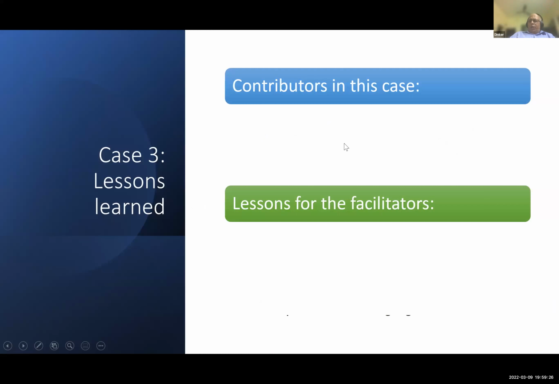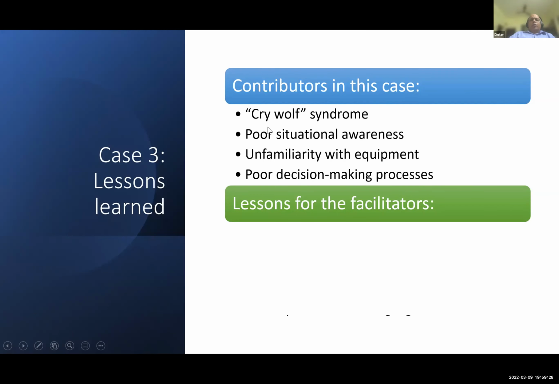So what were the contributors in this particular case? Something that I would like to call the cry wolf syndrome. What happened was that we are so used to getting alarms for small inconsequential things that the first reaction when we get an alarm from a monitor or a machine is to silence the alarm, rather than looking to see whether there's any genuine cause for that alarm. Especially when that alarm comes up very frequently, the first thing our finger goes to is the alarm silence button. So this is probably one of the things that contributed.